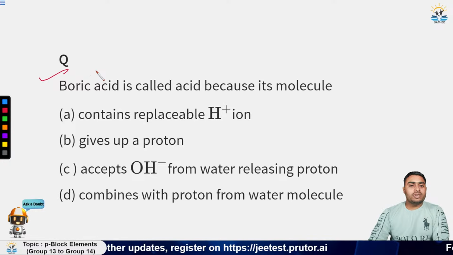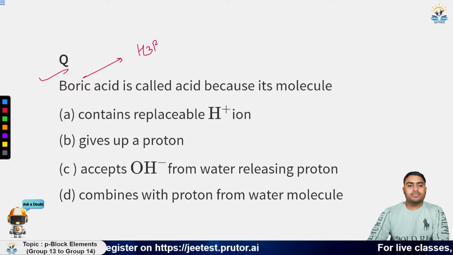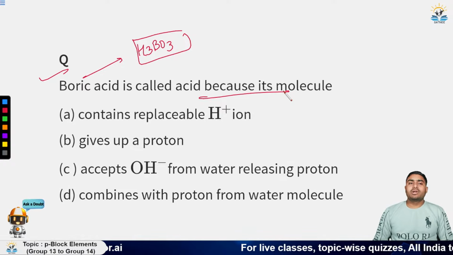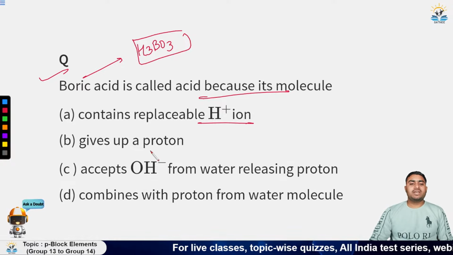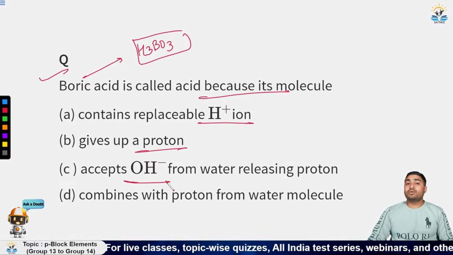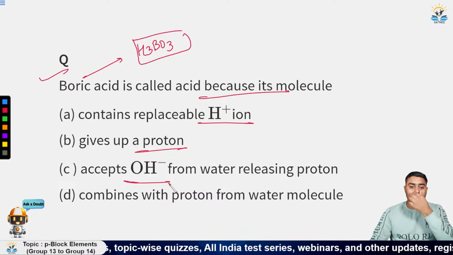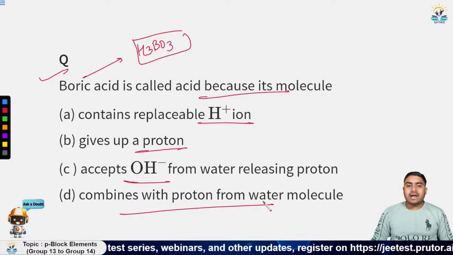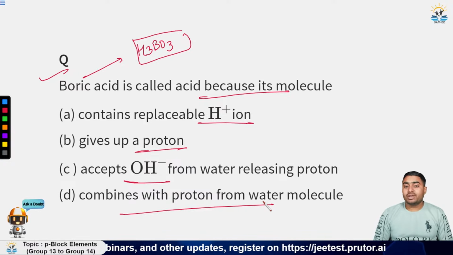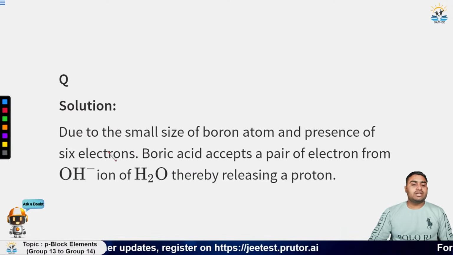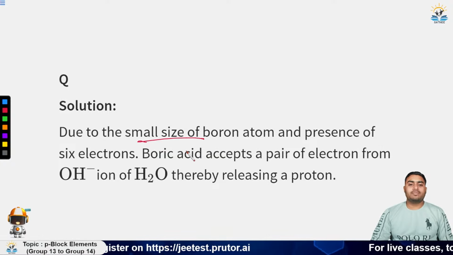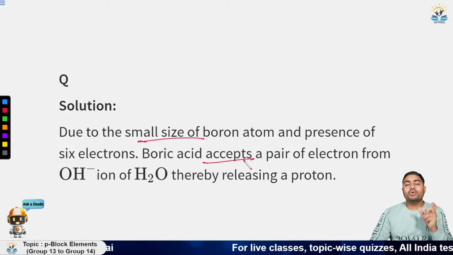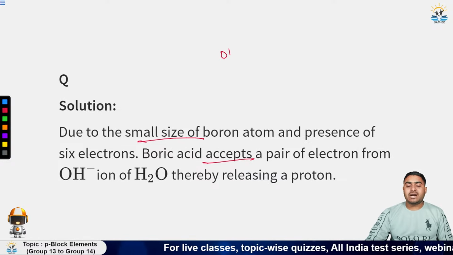The next question is boric acid. Boric acid is nothing but H3BO3. Boric acid is called an acid because its molecule accepts an OH negative ion, which is the hydroxyl ion, from water, releasing a proton. So why is H3BO3 named boric acid? What is the reason behind this? The reason is that due to the small size of the boron atom and the presence of 6 electrons, boric acid accepts a pair of electrons from the OH negative ion.